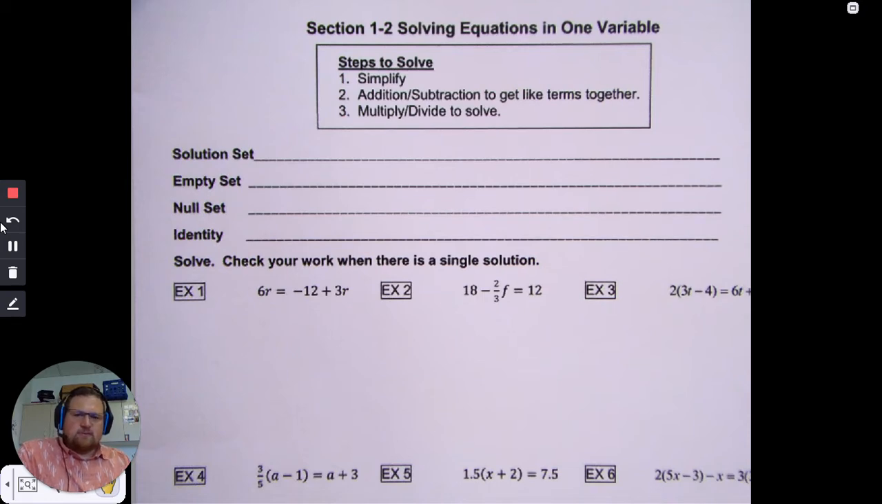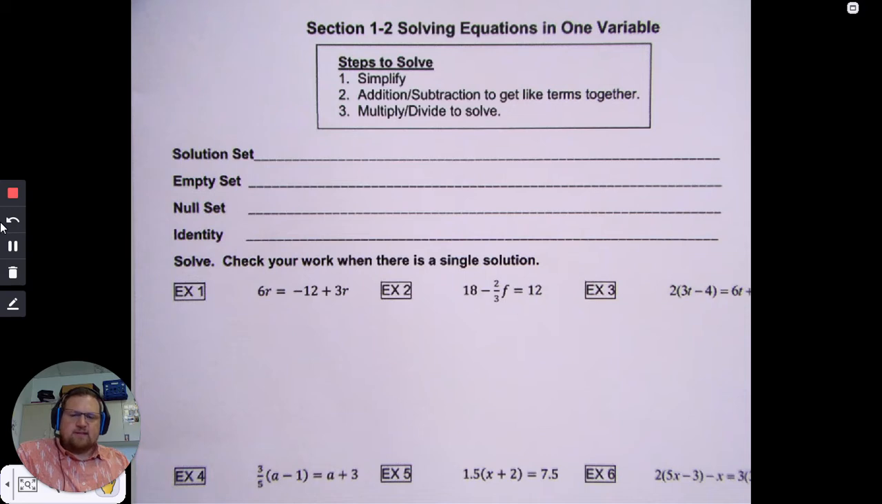We're just going to go through the simple basic steps: simplify, and then add or subtract to get like terms together, and then we multiply or divide to solve for our final variable. You should find this very similar to the way that you learned how to do this in Algebra 1 or pre-algebra. So hopefully this will go rather smoothly.